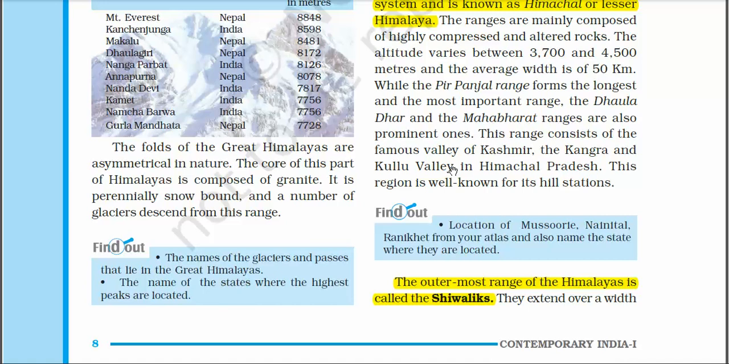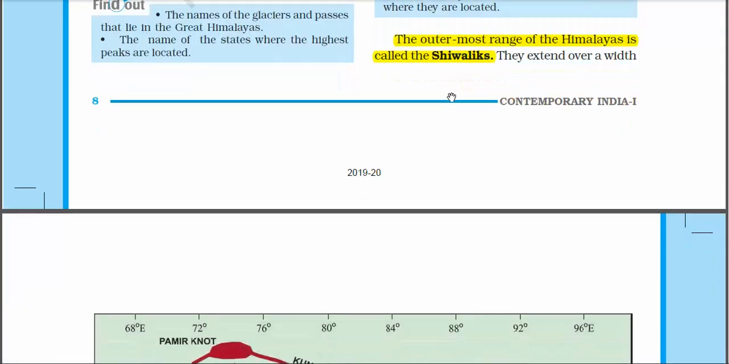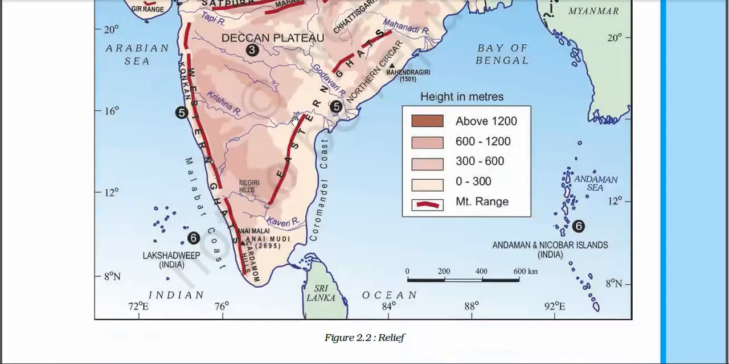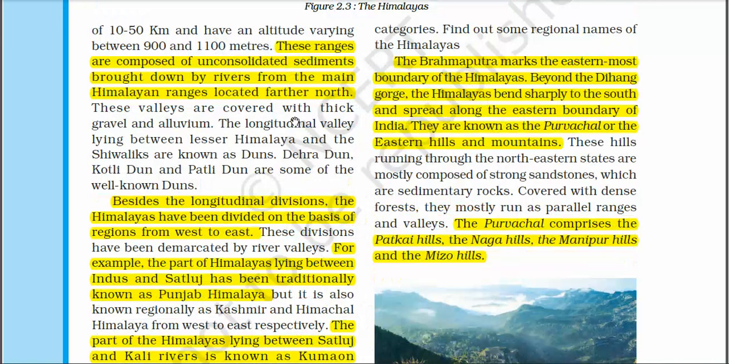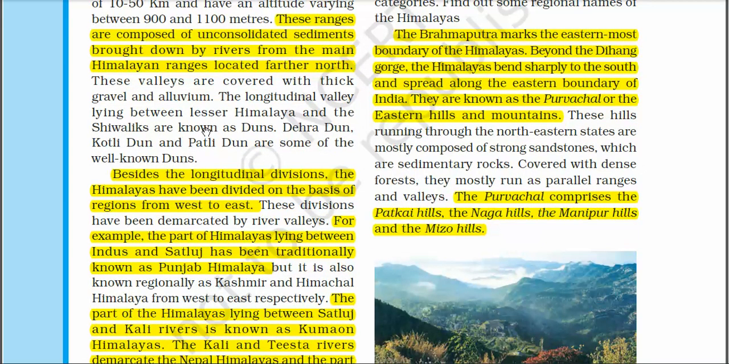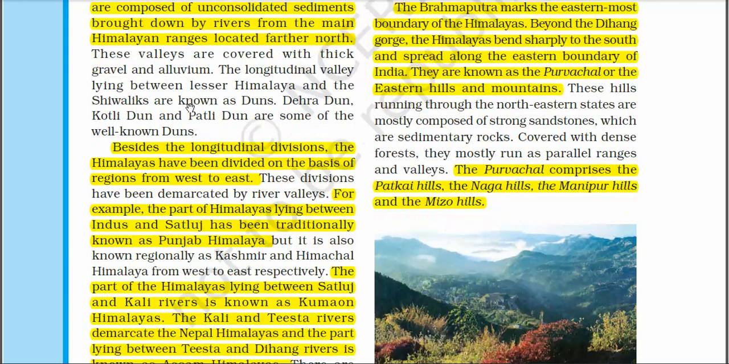The outermost range of the Himalayas is called the Shivalik, and these Shivalik ranges are composed of unconsolidated sediments. These are brought down by rivers from the main Himalayan ranges located further north.